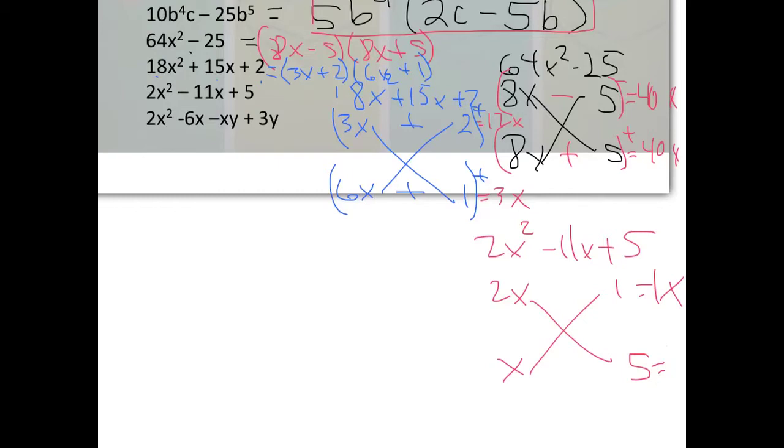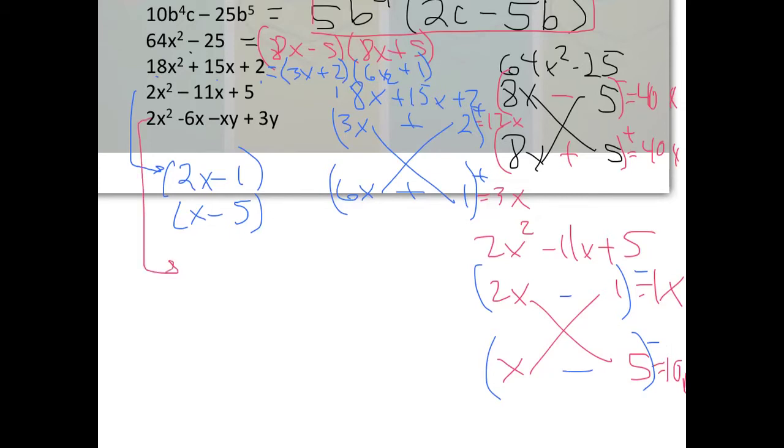5 times 2, 10x. Now, will 10x and 1x ever give me negative 11? The answer, of course, is yes, if they are both negative. So negative 1 plus negative 10 gives you negative 11. That's what we wanted. So our answer to this one is 2x minus 1 times x minus 5. X method. Factoring.